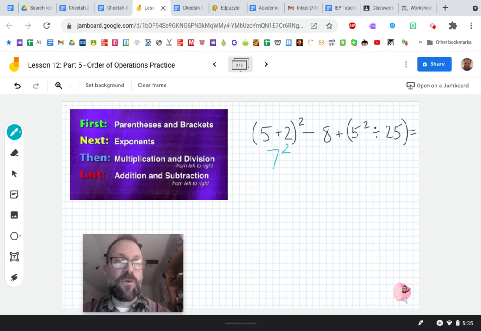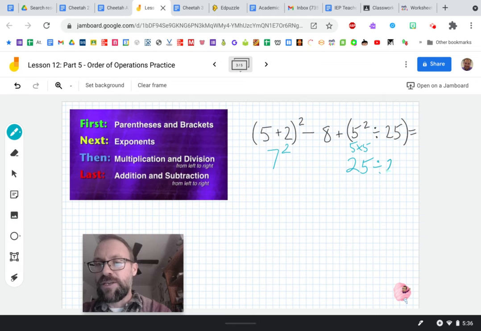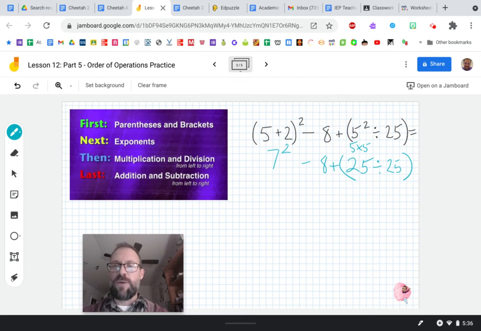All right, but before we get there, let's move over to the other set of parentheses. And here we see an exponent inside the parentheses, 5 squared. Well, let's see, that would be 5 times 5. That's using 5 twice to multiply it together. So that's 25. And we'll copy down the rest of the problem, divided by 25. That's in parentheses, plus the 8. And then minus the 7 squared. So now we have 7 squared minus 8 plus 25 divided by 25.